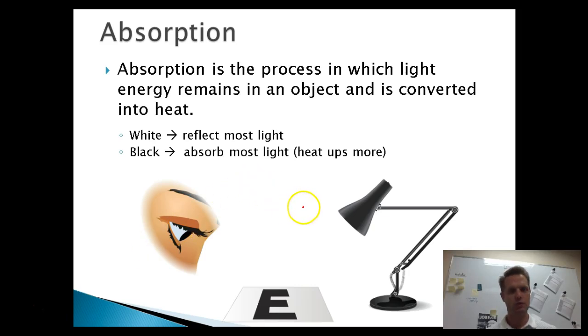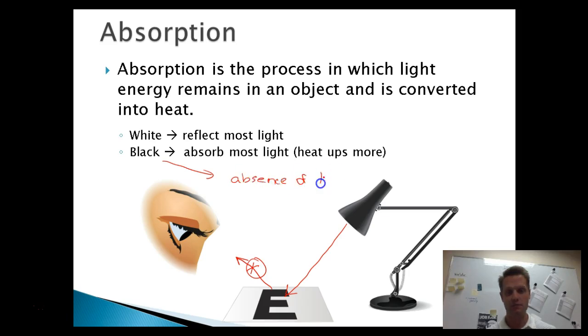Absorption is the process in which light energy remains in an object and is converted to heat. If we look at this piece of paper, as the light leaves here, it hits the E, and guess what? It doesn't bounce back at all. It does not bounce and hit our eye at all. When we see the color black, what we're actually seeing is the absence of light. So black is the absence of light.